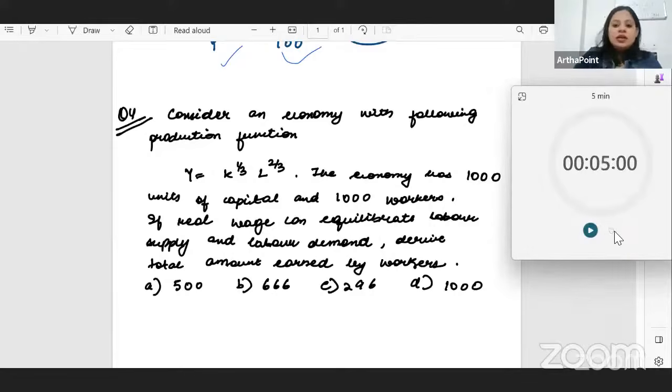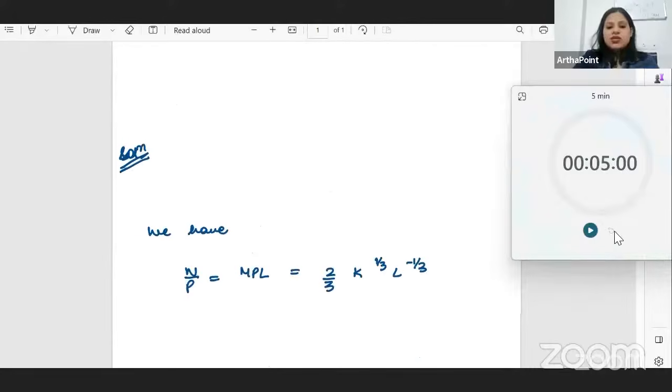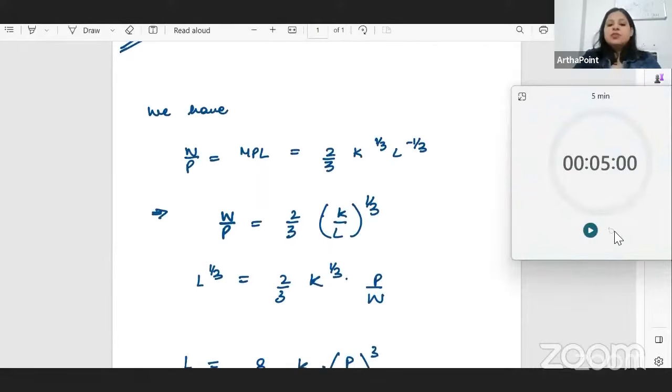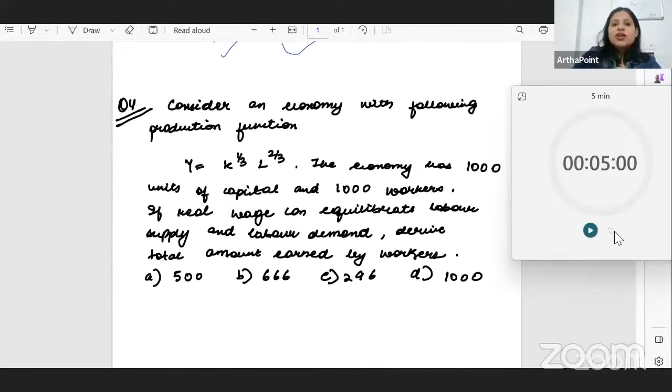So yes, indeed, the answer that you were answering should be correct. It's very simple, beta. In this case, we know that the real wage that the workers should get should be equal to the marginal product of labor. So I can go ahead and find the marginal product of labor. In order to find the marginal product of labor, it is very simple. You will just differentiate your production function with respect to L.